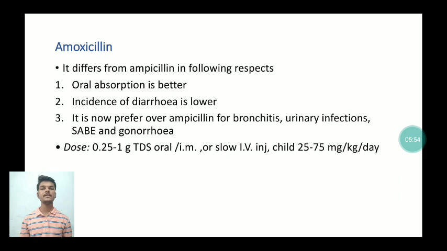The third drug we have is amoxicillin. It differs from ampicillin in that its oral absorption is better. Incidence of diarrhea is lower in case of amoxicillin, and it is preferred over ampicillin for bronchitis, urinary infections, SBE and gonorrhea. Its dose is 0.25 to 1 gram given thrice a day either orally or intramuscularly, or slow IV injections are also available. In children, 25 to 75 milligram per kg per day dose is given.